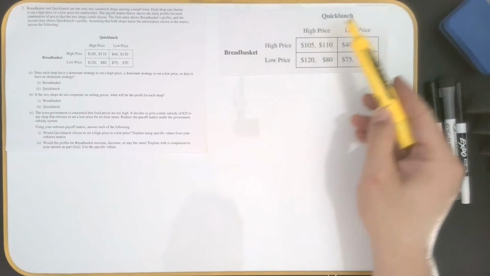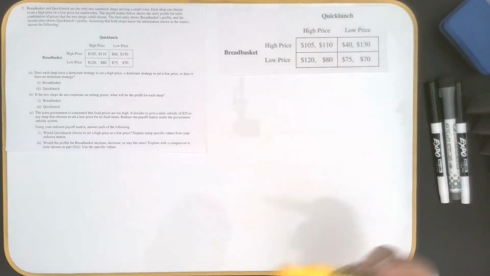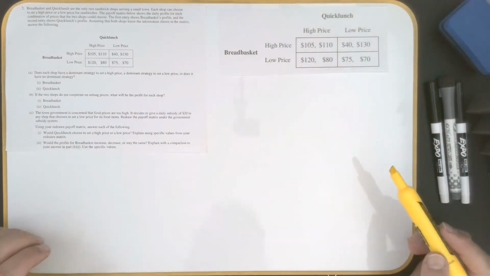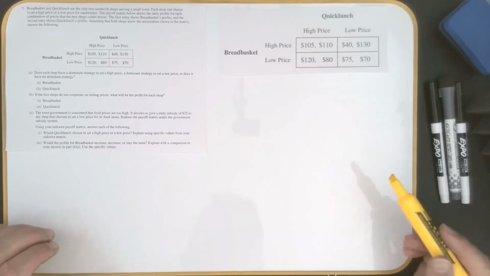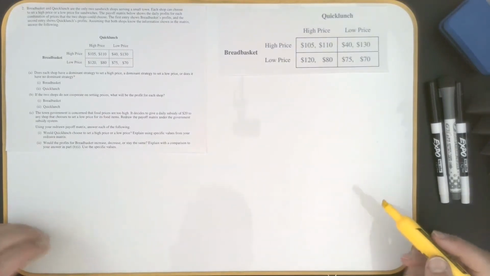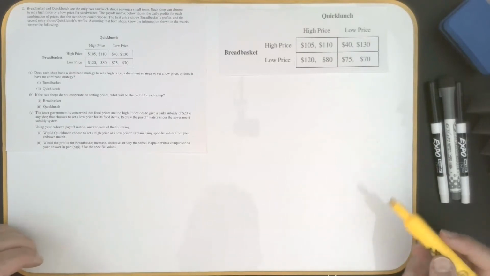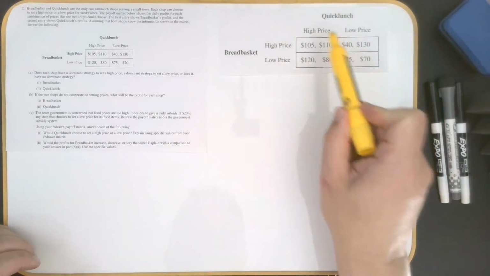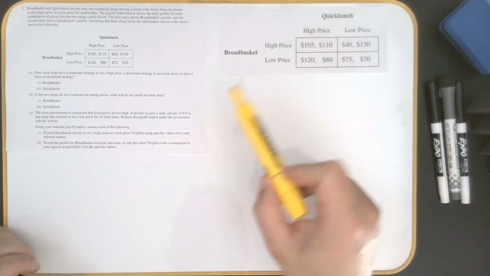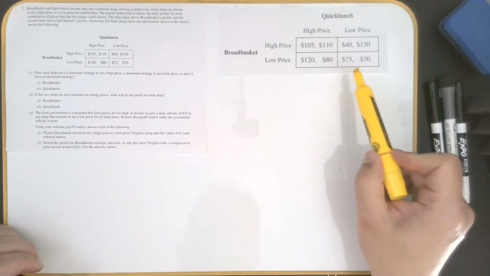These two companies, sandwich companies, are trying to figure out how to price their items for profit maximizing. The numbers you see in the matrix are how much profit they would make if they priced their sandwiches or food accordingly, given what the other person did. For example, if both companies charge high prices, this would be their profit: breadbasket 105, quick lunch 110. If they both decided to price low, 75 and 70.